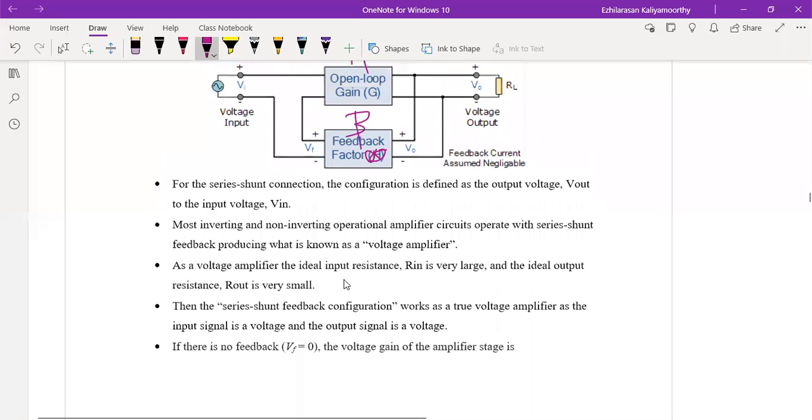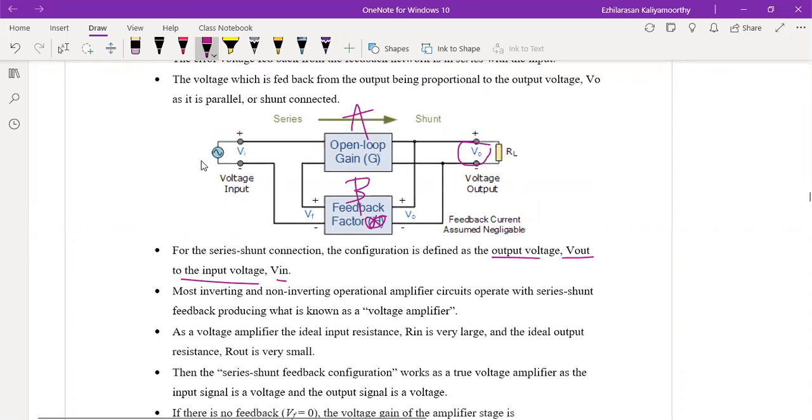Now, how can we derive the expression for this? Based on this, for the series shunt connection, the configuration is defined as the output voltage, that is V out, to the input voltage V in. So V out is V naught, and this is Vs. Most inverting and non-inverting operational amplifier circuits, do you remember your operational amplifier, that is op amp, circuits operate with series shunt feedback, producing what is known as a voltage amplifier.